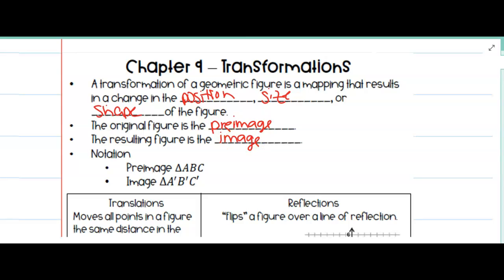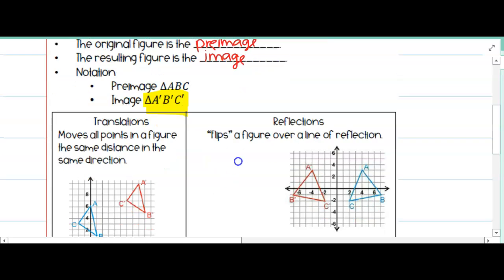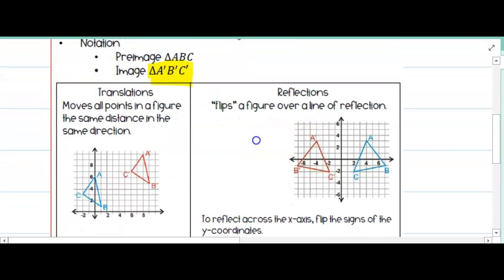Now, we are going to talk about a little bit of notation today. So let's say our pre-image is a triangle and we call it triangle ABC. The image is going to look like this. So we're still going to use A, B, and C because A is going to be mapped to a new point that corresponds with A. So instead of coming up with brand new points, we're going to change it to what's called A prime, B prime, and C prime. That's what those apostrophe looking things look like.